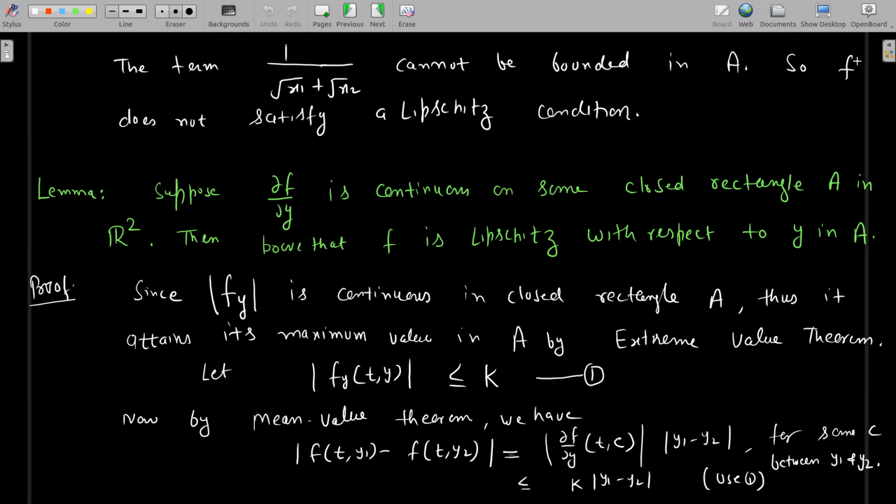But if the region is not bounded, this was closed, so it was bounded. If the region is not bounded, the derivative curly f by curly y may exist and it may be bounded. So let's verify with one example first, then we will talk about its inverse. Let's solve one example first.